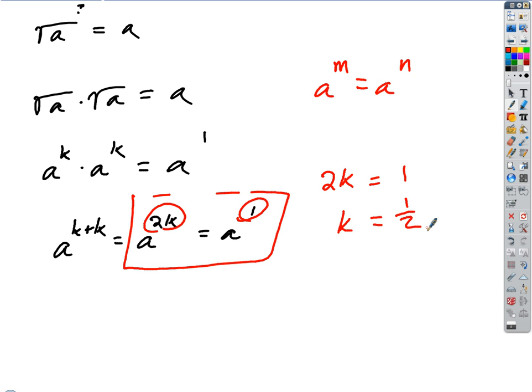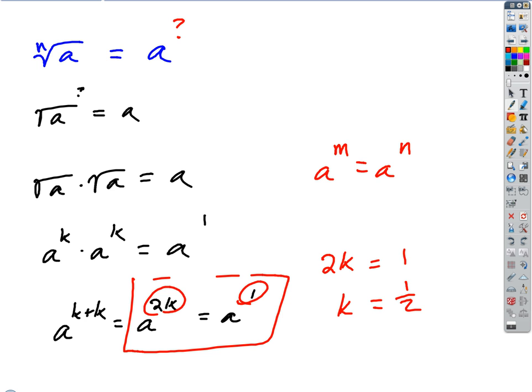Now we could do another example like this to maybe try the same thing for a cube root. But I bet you can make this extension. The index of the radical for a square root is a 2, isn't it? So we just said that the square root of a, aka the second root of a, is a to the half. We just proved that it is equal to a to the 1 over 2 power.